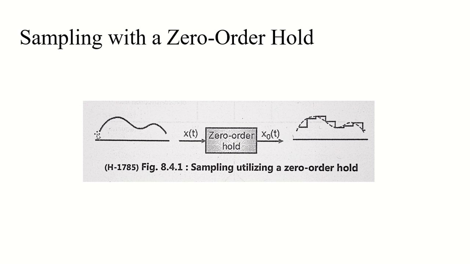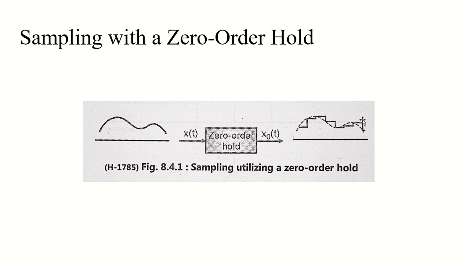So this is my original signal. Now see, it is holding its value to a certain extent, then it changes. See, it is trying to follow the original. It is a square wave, but it is trying to follow it.